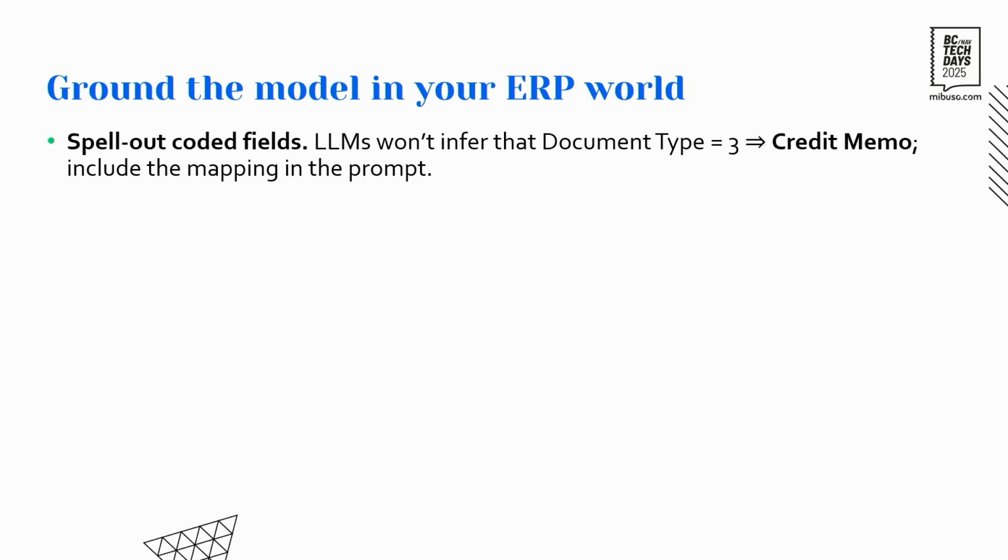Similarly, when you are providing a lot of data to the models, you should avoid using coded fields, like for example, document type 3. We all know what document type 3 is, but we cannot assume that the model knows about it as well. So we need to spell it out for the model that document type 3 is basically a credit memo. So you need to give some kind of a mapping for all the coded data that you are sharing with the model to react on.